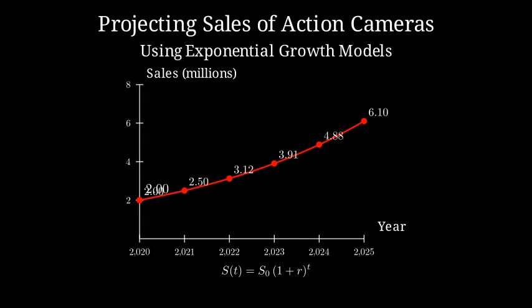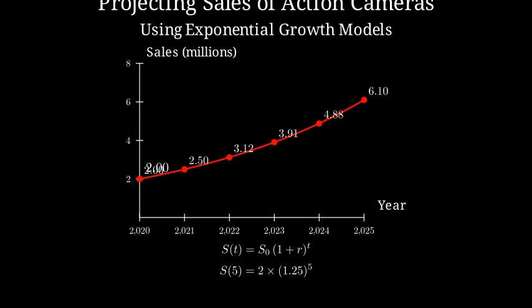The mathematical model for exponential growth is given by the formula S(t) = S0 × (1 + r)^t. Here, S(t) represents sales t years after the start, S0 is the initial sales, and r is the annual growth rate. Let's apply that formula to our first example.